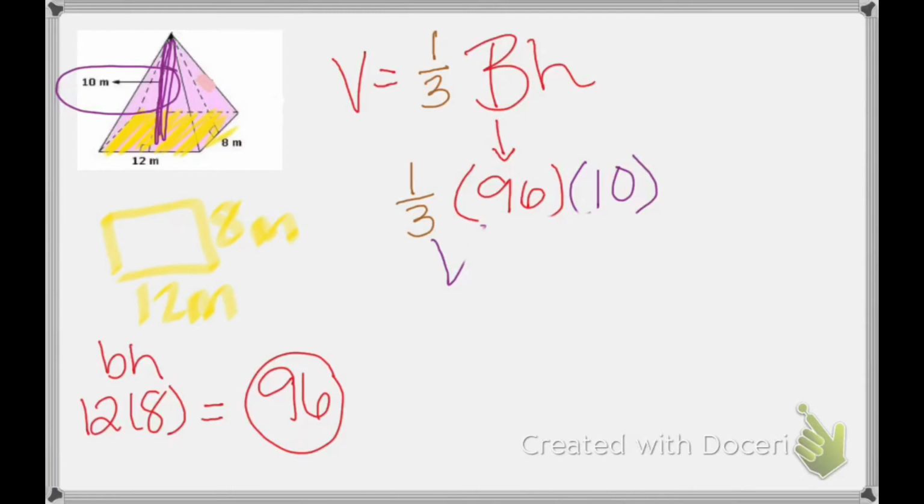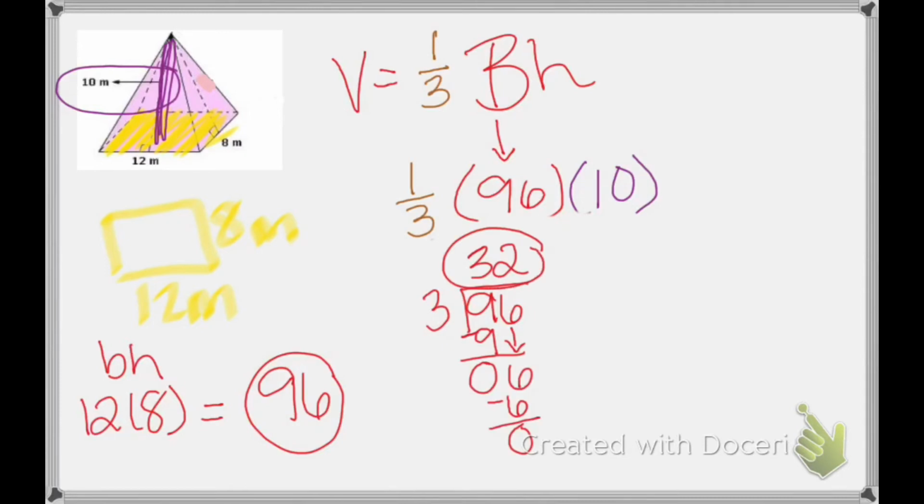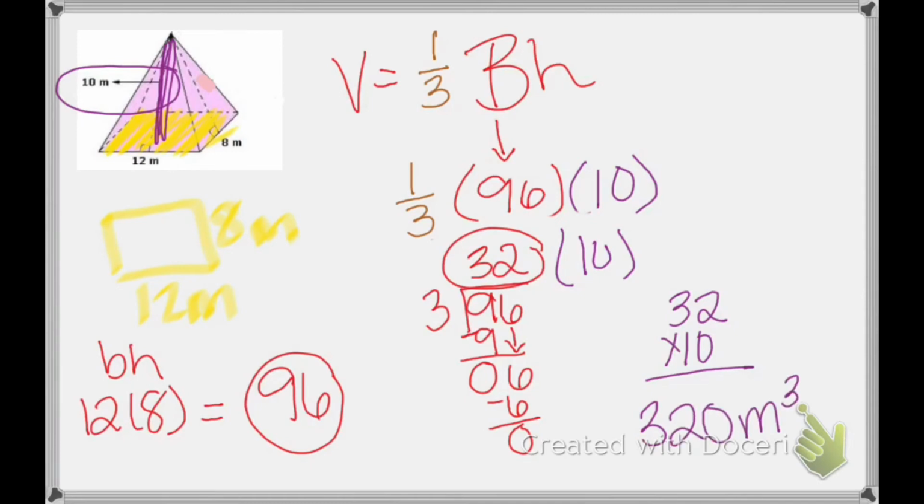I like to cut things into thirds first. That way I don't have to do that at the very end with a larger number. When I'm cutting something into 1/3, it does mean that I'm going to be multiplying it by 1/3, or another option, the same as when we cut things in half, I can just divide. So that's what I'm going to choose to do this time. So I'll do 96 divided by 3, 32. The last step is to multiply it with your height, which was 10. 32 times 10 gives me 320 meters cubed, because it is volume.